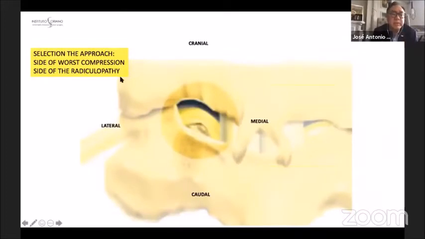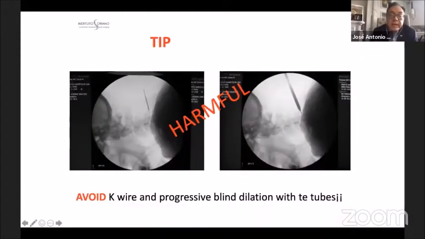In the selection of the approach, it's important that the surgeon stay on the side of the worst compression, usually the side of the radiculopathy. It's very important as a tip, don't use K-wires or progressive blind dilation with the tubes as in the past, because of the risk of going into the laminas and compressing the spinal cord or chopping it.